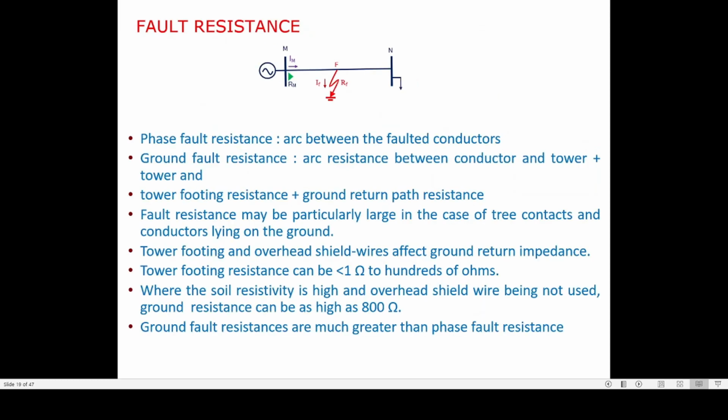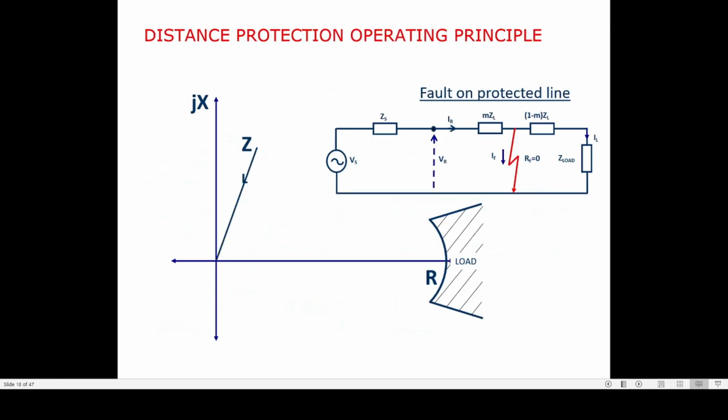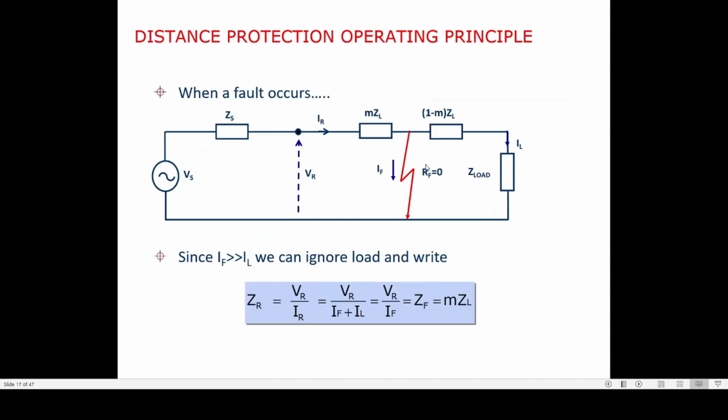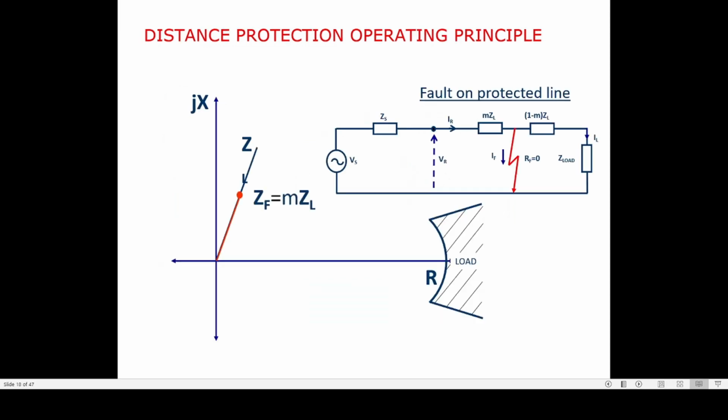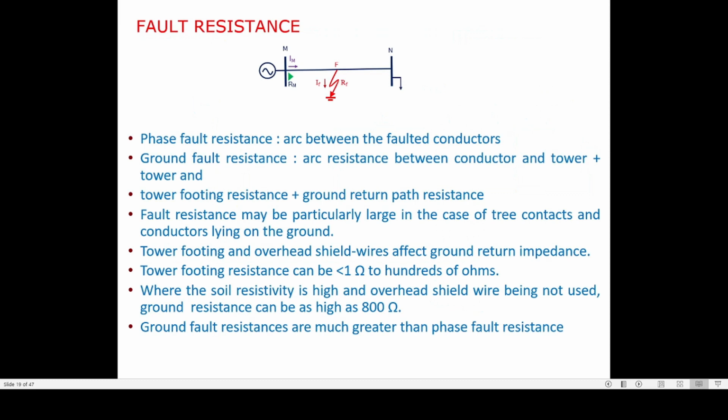Now, up to this point in this analysis, we have neglected the fault resistance. We are saying that the fault resistance is 0. But in actual conditions, there is always some fault resistance involved, and this fault resistance can be due to the arc between the faulted conductors. For example, if it is a phase-to-phase fault, there will be an arc developed between the faulted conductors. Secondly, the ground fault resistance consists of the arc resistance between conductor and tower, plus the tower footing resistance and the ground return path resistance.